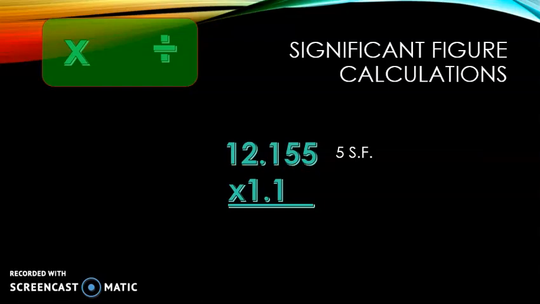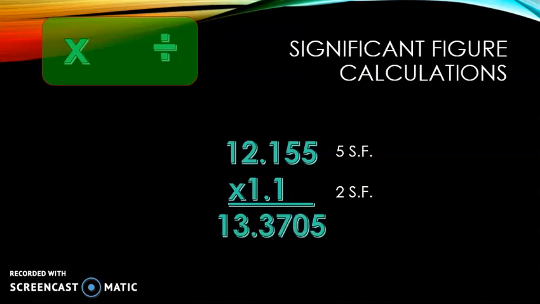12.155 contains 5 significant digits, whereas 1.1 only contains 2 significant digits. Now, what's really neat about the multiplication and division is, again, although we might in our calculator get the final answer of 13.3705, we want to make sure that our answer is no more precise than our worst measurement. So 1.1, because it has 2 significant digits, I'm now going to round my answer to 2 significant digits. So we're going to get rid of that whole decimal section and round that to just plain 13.